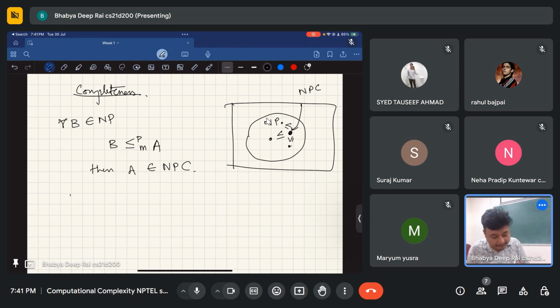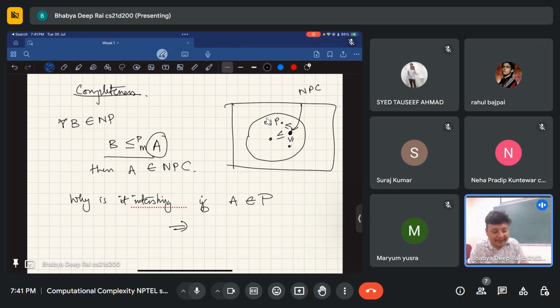Now, why is this interesting? If any NP complete language A is shown to be in P, if you can come up with a polynomial time algorithm, then since everything reduces to it, and we saw that reduction means that if A is in P, then B is also in P. And if A is NP complete and everything reduces to it, then if A is in P, then everything in NP is in P, which means that P is equal to NP. This is one of the reasons why NP complete languages are special.